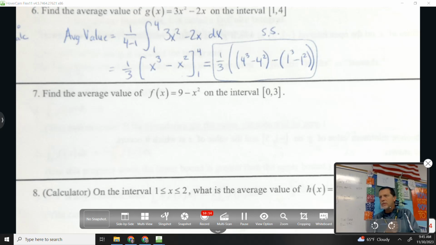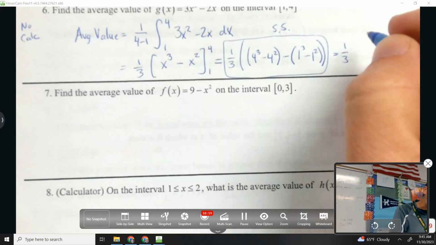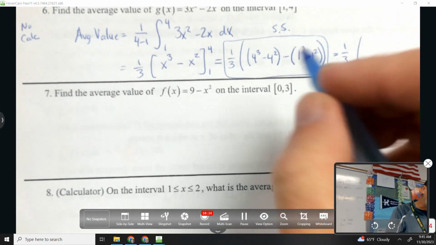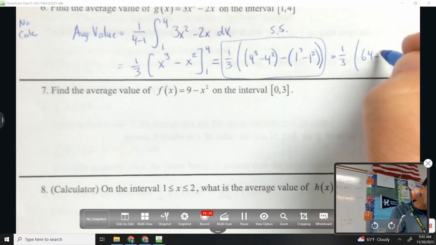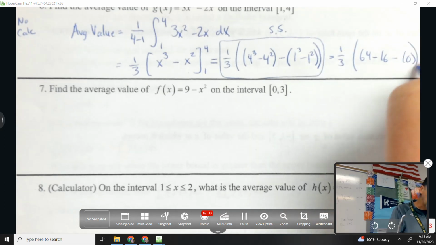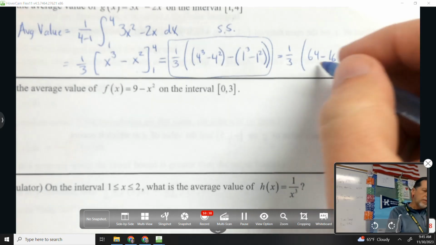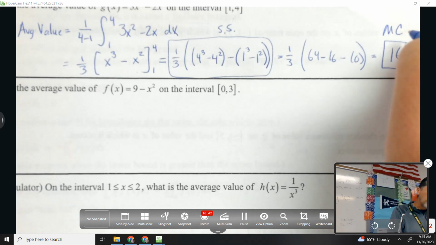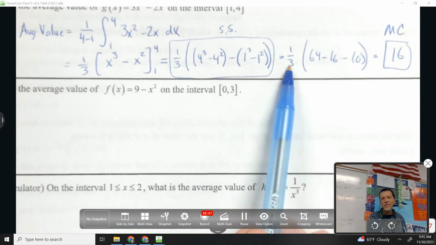I'm going to keep going because this is going to be a multiple choice type question where they'll want a more simplified answer. There's nothing wrong with that answer. Let's see, 4 cubed is 64. 4 squared is 16. 1 minus 1 is 0, so that was kind of nice. And then 48, a third of 48 is 16. So our simplified multiple choice answer is 16, but given an option, we would safe stop that and leave that alone.